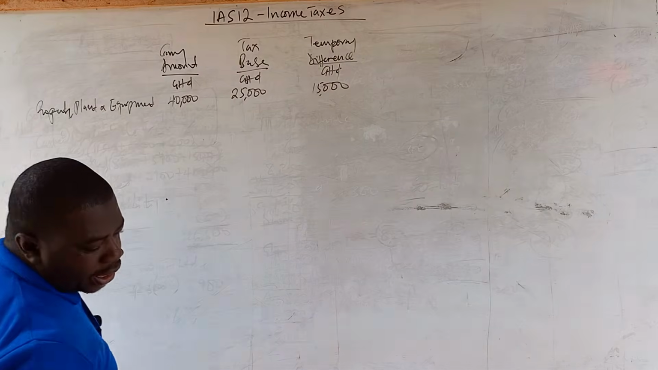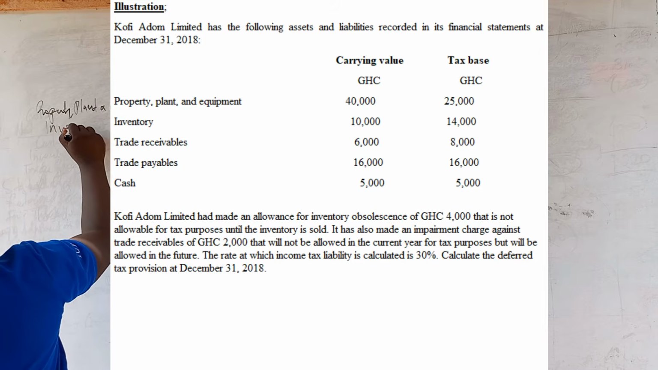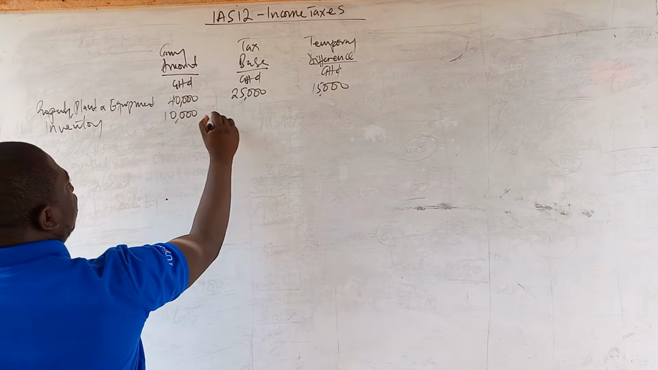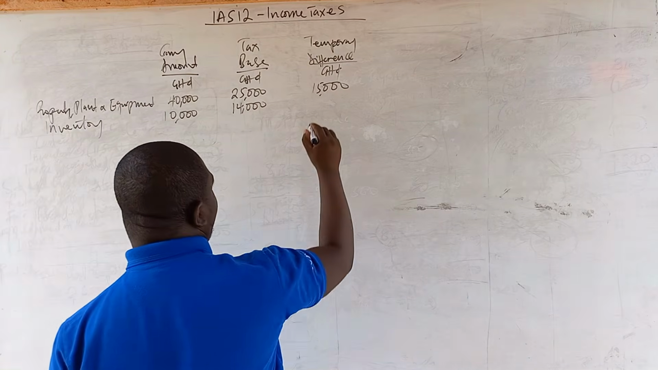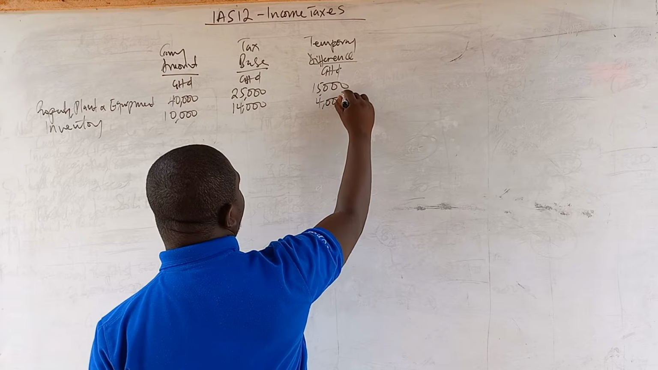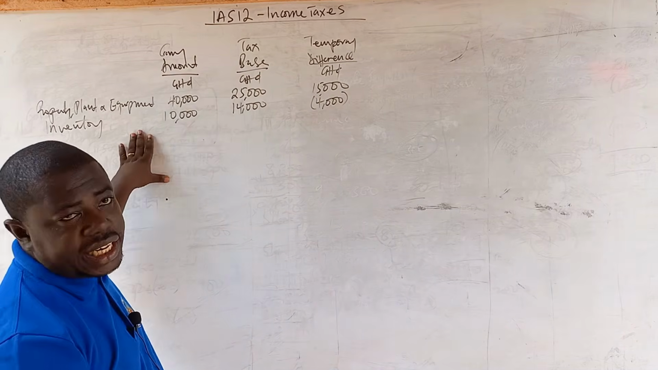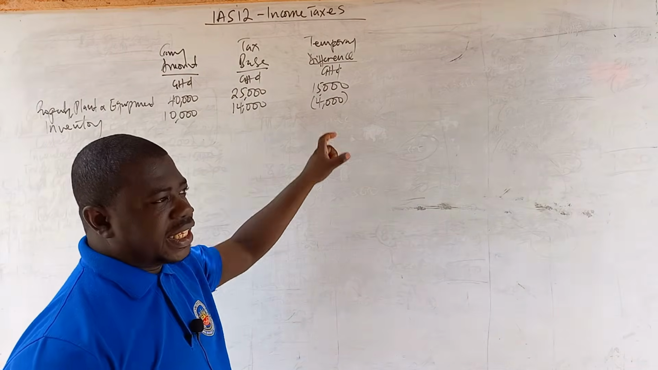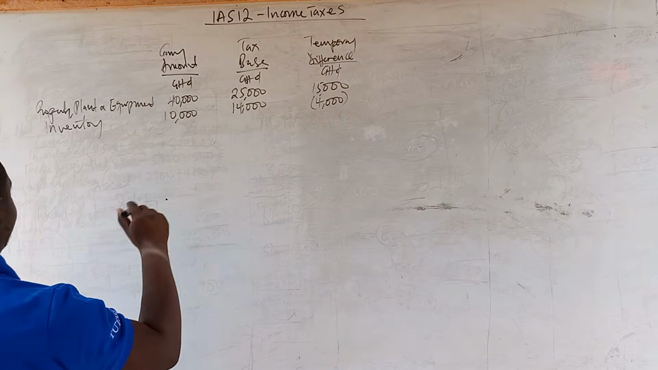And then the next one is for inventory. So for inventory, the carrying amount is 10,000. Tax base is 14,000. So the temporary difference will rather be 4,000, which is a negative. I'll put it in bracket because when the tax base is greater than the carrying amount, it has an effect of becoming an asset. And the tax asset is a tax credit usually. So I put that in bracket. The temporary difference will be in bracket.